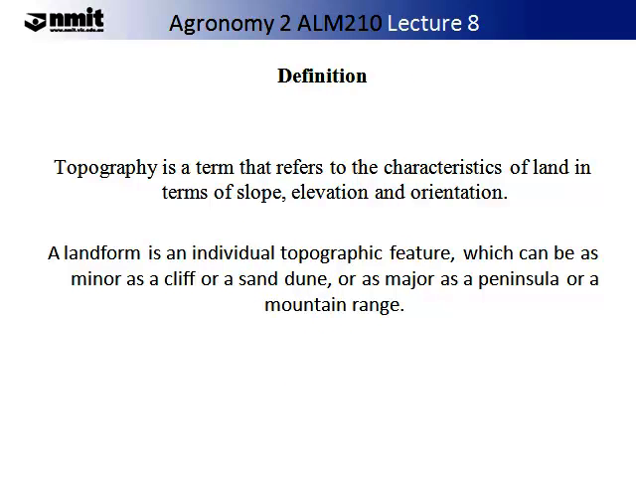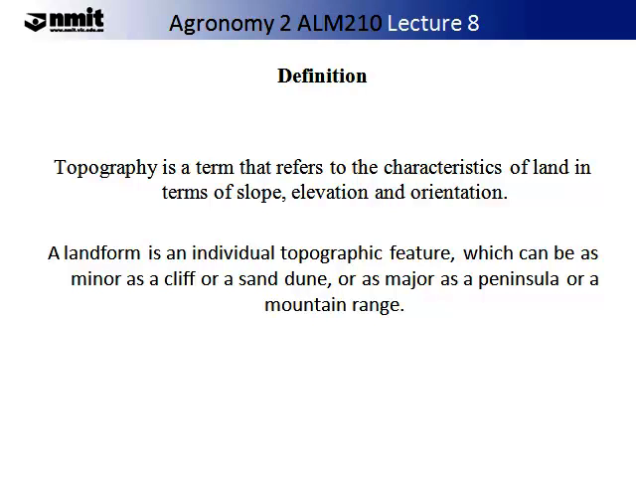Topography is a term that refers to the characteristics of lands in terms of slope, elevation, and orientation. In focusing on a topographic landform, it is possible to ascertain information on environmental quality, agriculture, and hydrology, such as determining weather patterns, managing soil erosion, and understanding drainage characteristics.